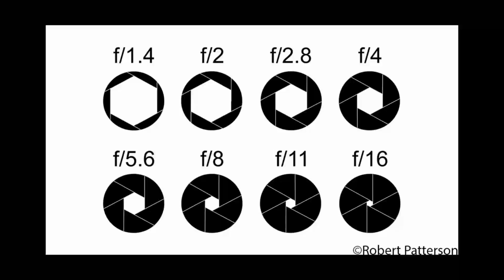Aperture is how big the lens opening is. Overlapping flaps will open or close, letting a certain amount of light in. High numbers will have a small opening, and low numbers will have a large opening.